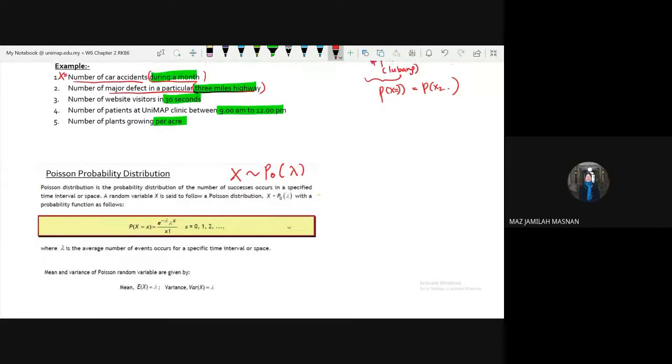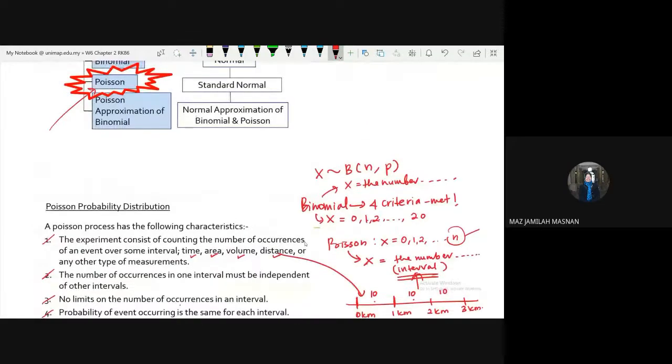Okay, for binomial, the mean, or mu, or expected value of X, these are all the same, meaning the mean of X is np. The variance of X is npq. The standard deviation of X is equal to the square root of npq.